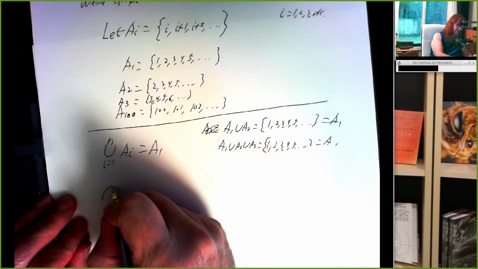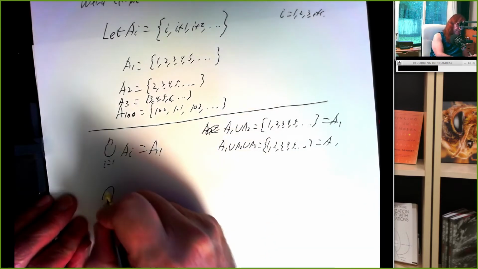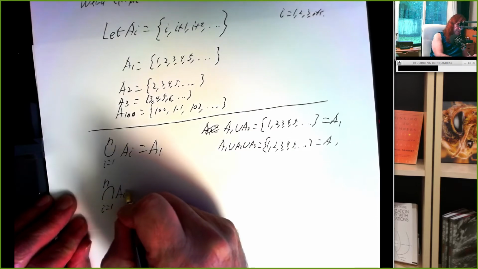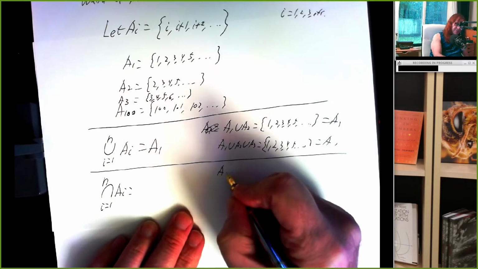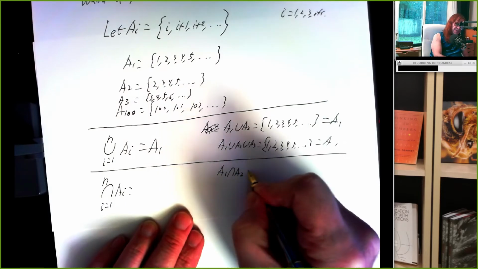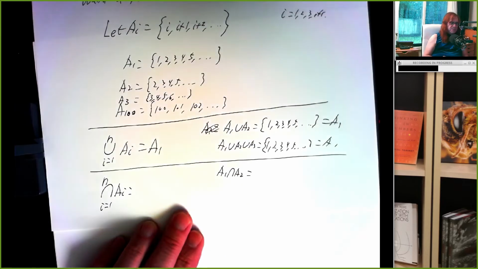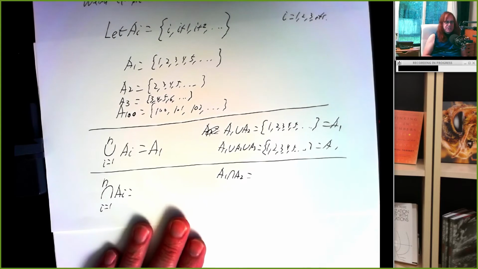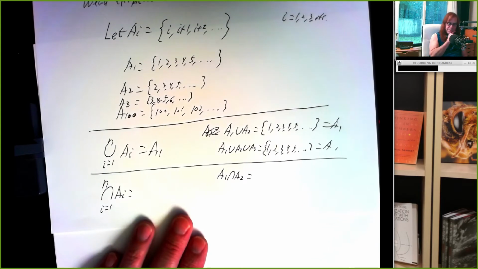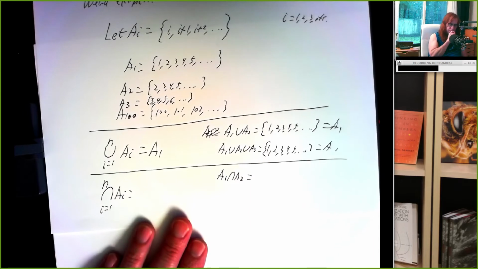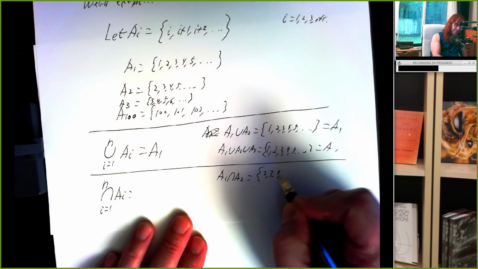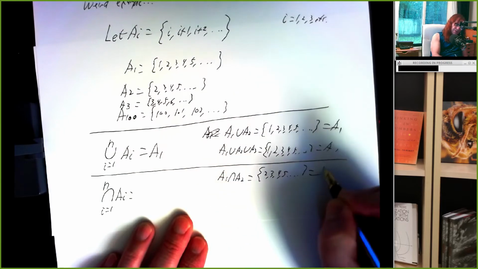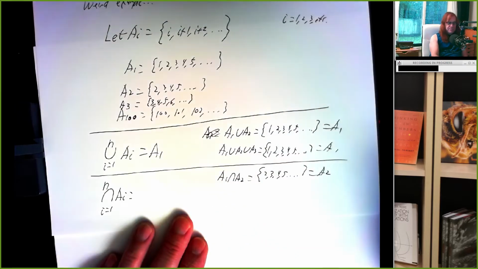Now, what about intersections? So same thing. Let's work with some examples. Let's look at the intersection of A1 with A2. So what's the stuff in common between A1 and A2? 2 and onward. Cool. 2, 3, 4, 5. Which is good old A2.